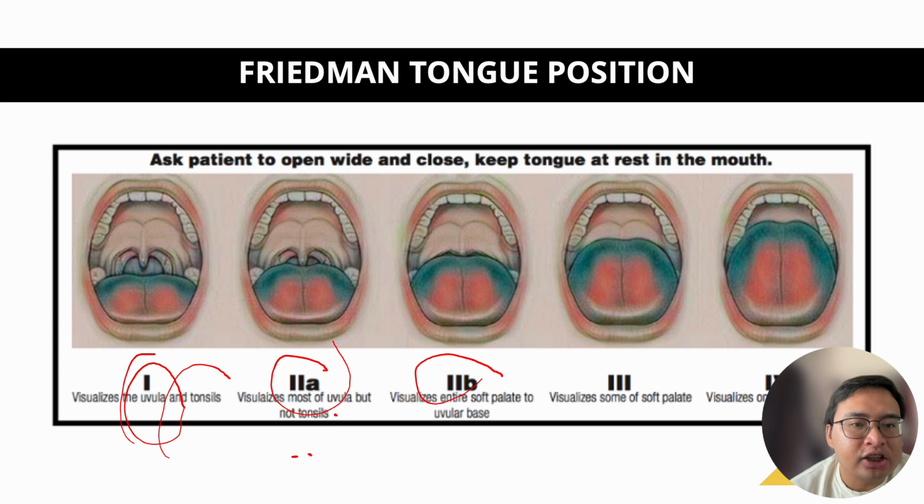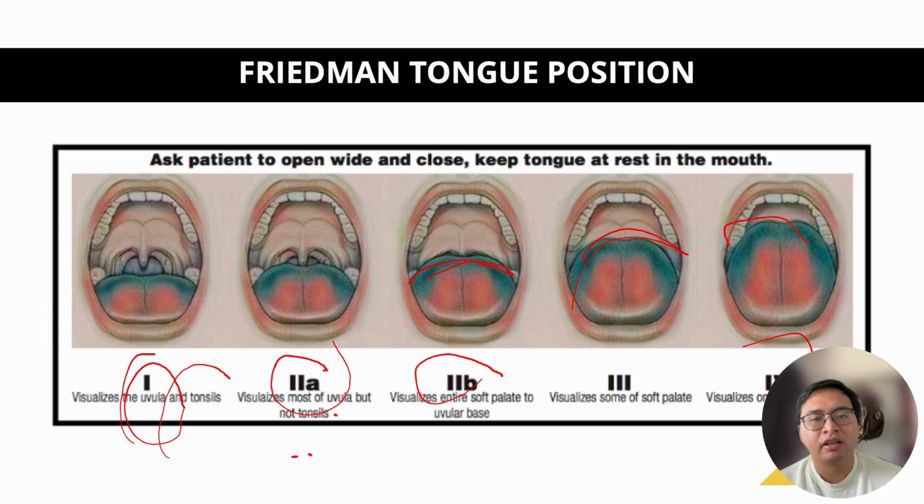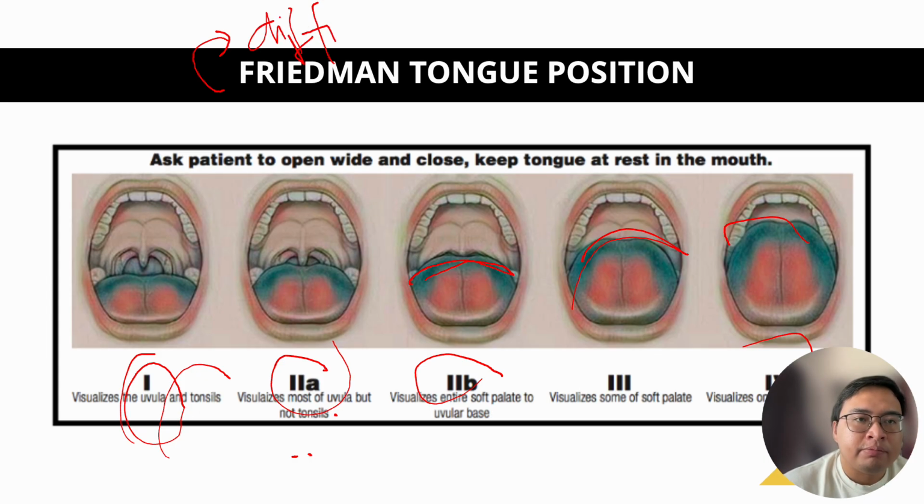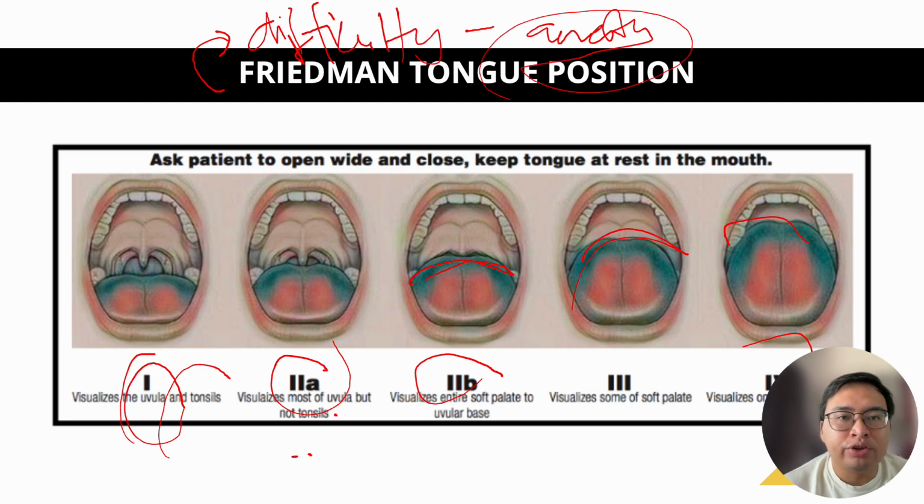2B, you could visualize the entire soft palate up to the uvular base. 3, you could visualize most of the soft palate. And 4, if you could not visualize the soft palate anymore. So what's the importance of this tongue scoring? This has an impact on the difficulty of intubation. So for example, anesthesiologists do this prior to the operation in order to try to estimate how difficult it's going to be to try to intubate the patient.